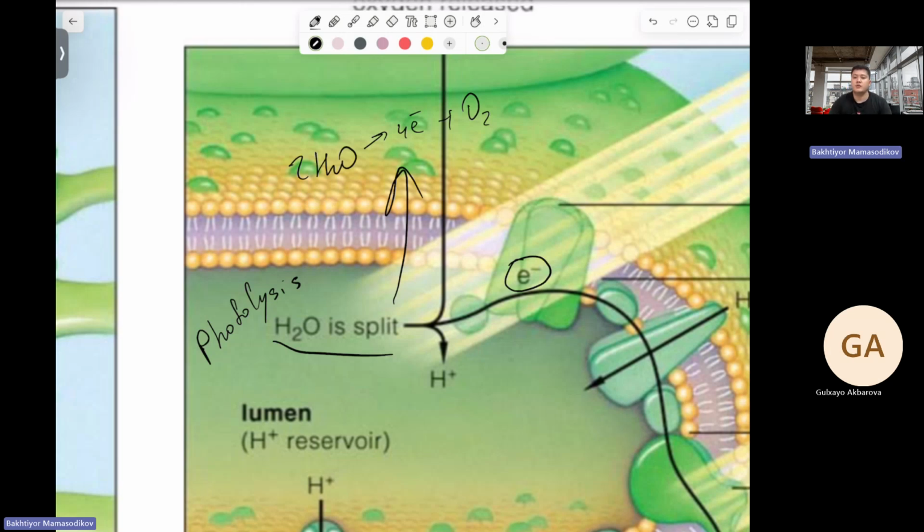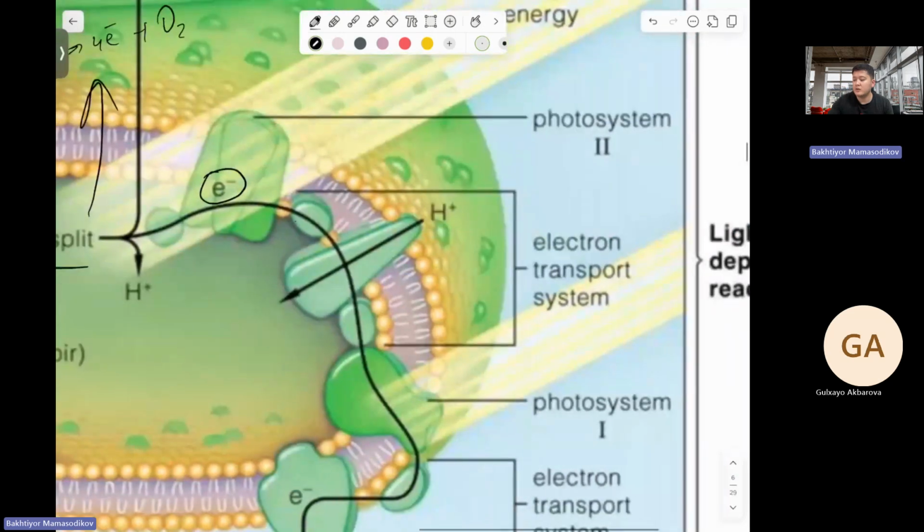This step was first identified using radioactive oxygen isotopes in plant studies. Okay, this is called the Hill reaction. And the electrons move through the electron transport chain. Those electrons will move through the electron transport chain.